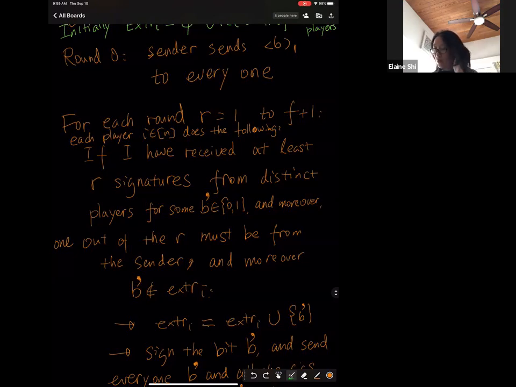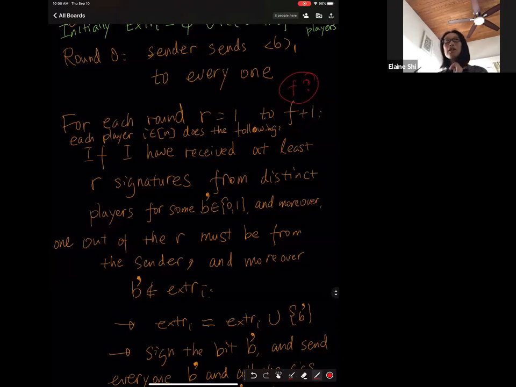Okay, so one question, as I asked last time, is why does the protocol need to be run for f+1 rounds? What if I don't want to run it for so many rounds? Let's say I just run it for f number of rounds.